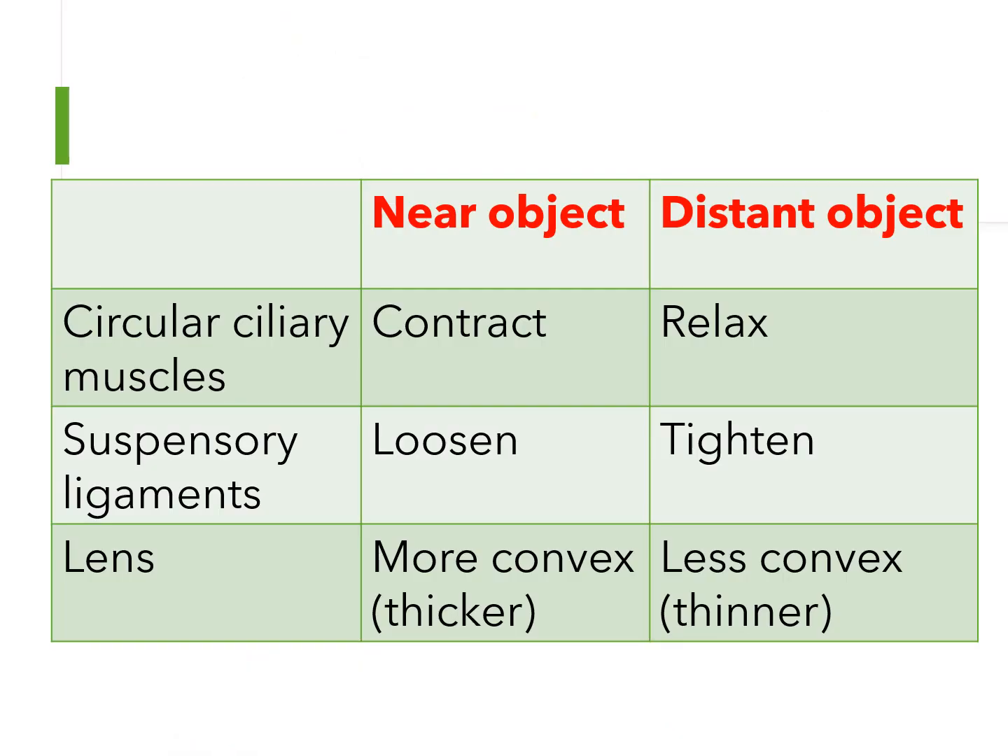The following table shows you how the ciliary muscles, suspensory ligaments, and lens change when you are looking at a near object or a distant object. Please take a look at it on your own.